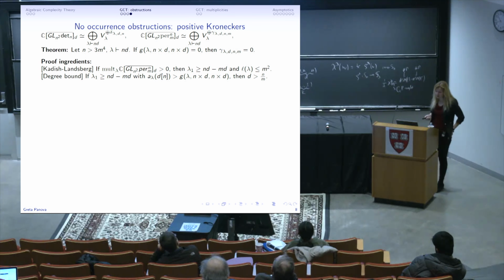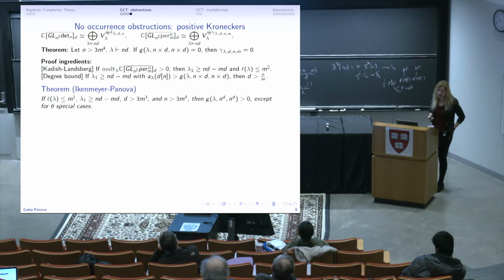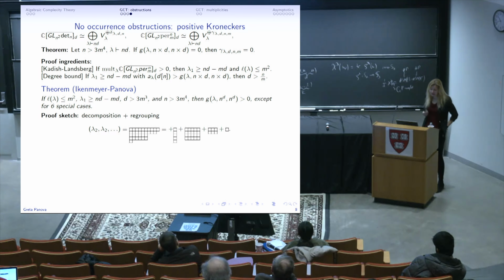So we have some bounds for what partitions lambda can show up. And basically for all of those, we show that the Kronecker is positive, except for some special cases, which we then do by hand. And how do we show that the Kronecker is positive if we don't know anything about the Kronecker? So we still know something.